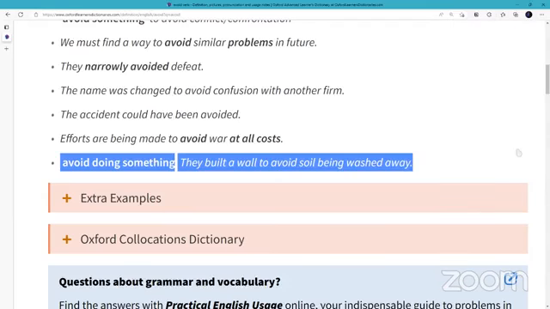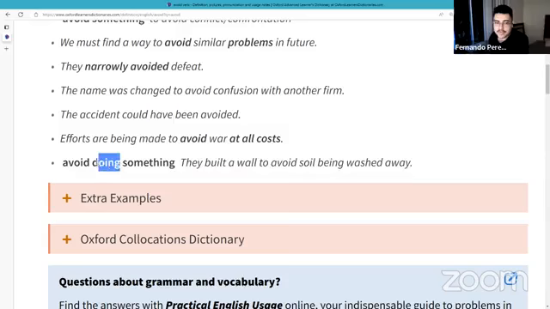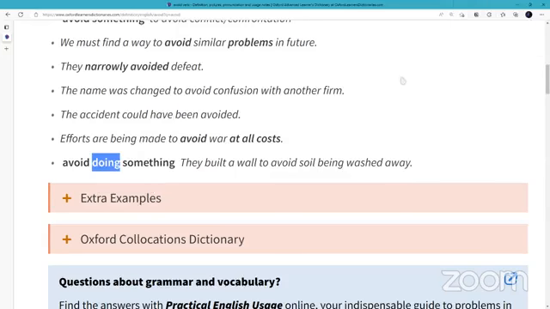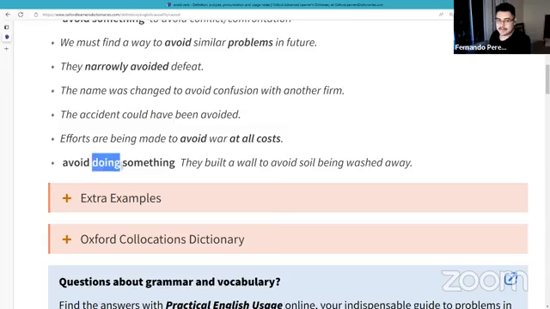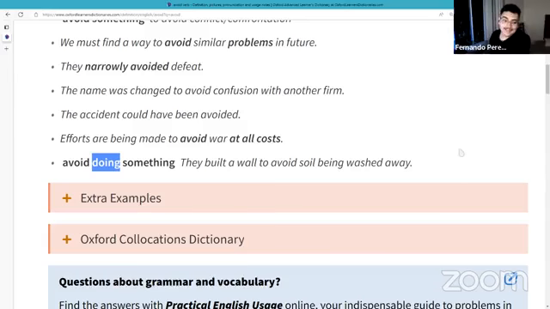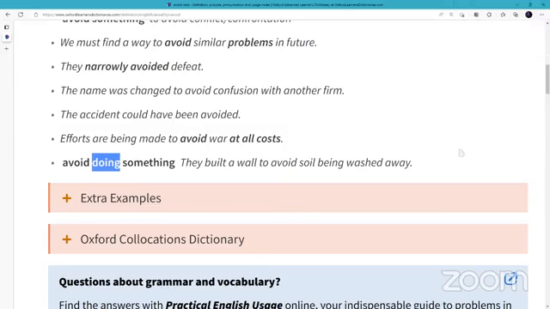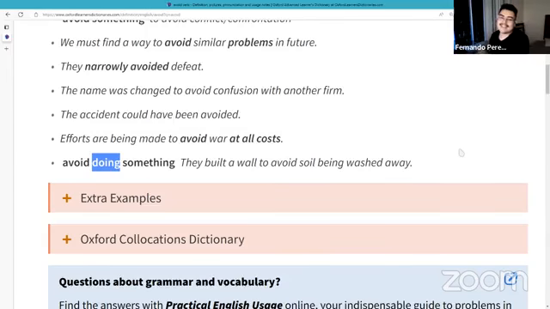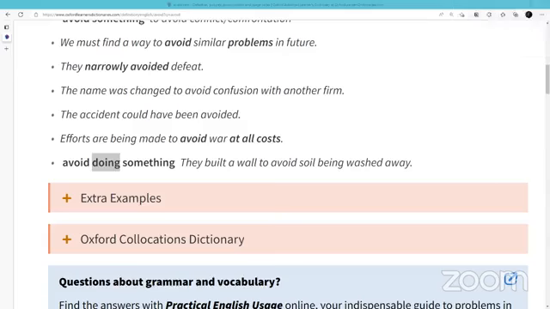Avoid doing something. Sorry, pronunciation. How do you pronounce this verb? Doing. What is the simple form? Do. So when you put ing, it doesn't transform to do, you know? Doing. Exactly. Excellent. Complete. Avoid doing something.